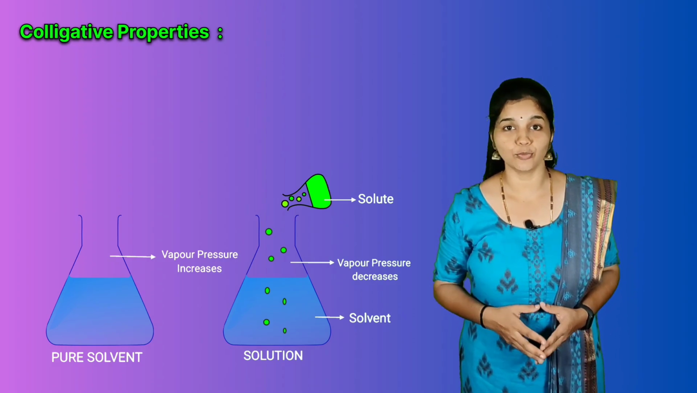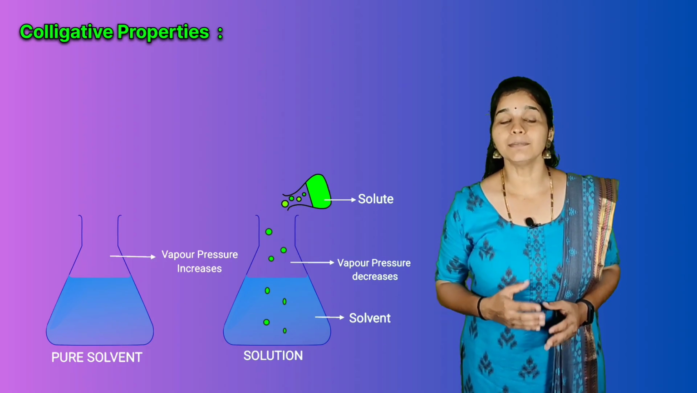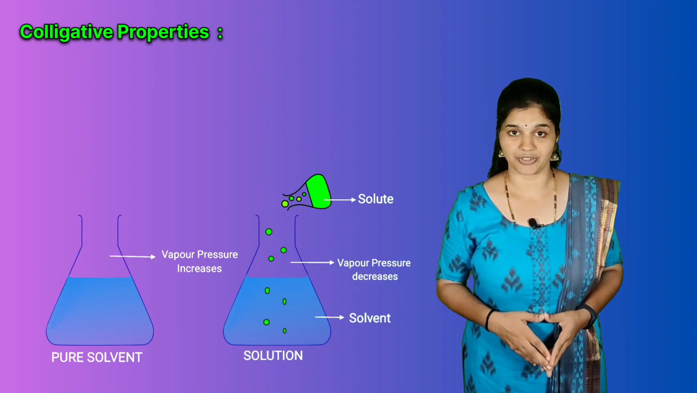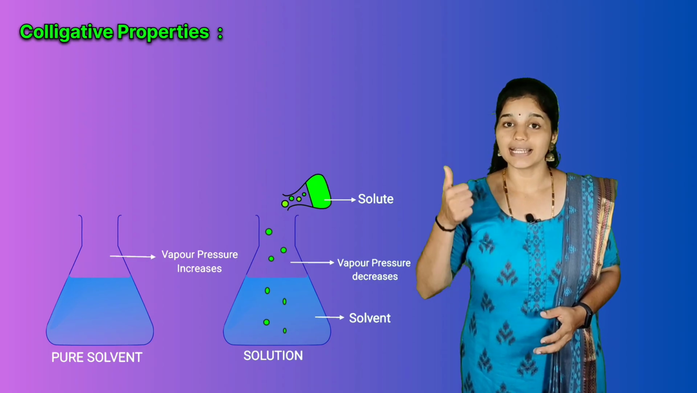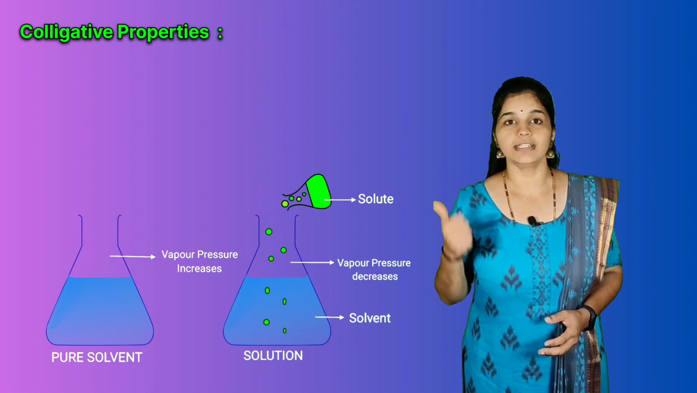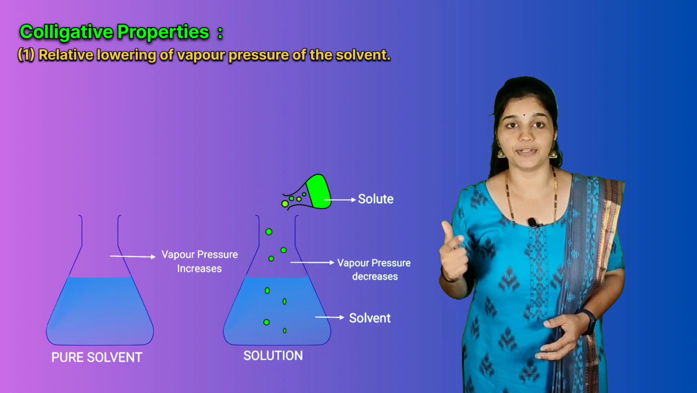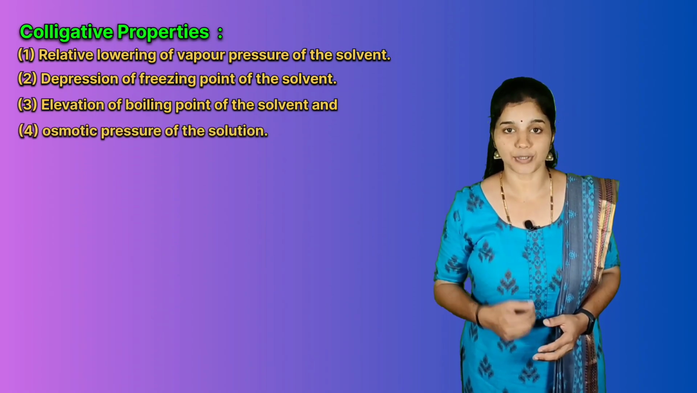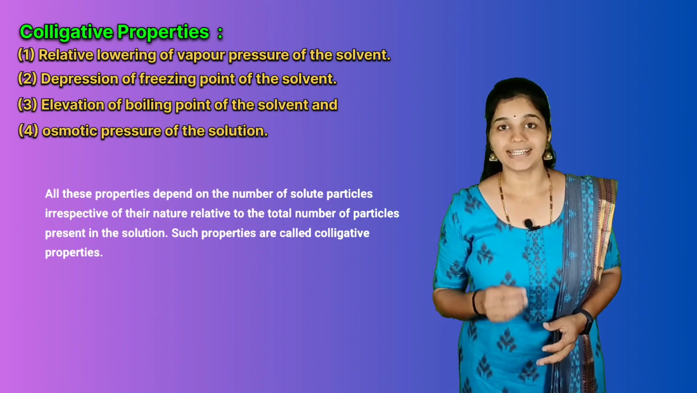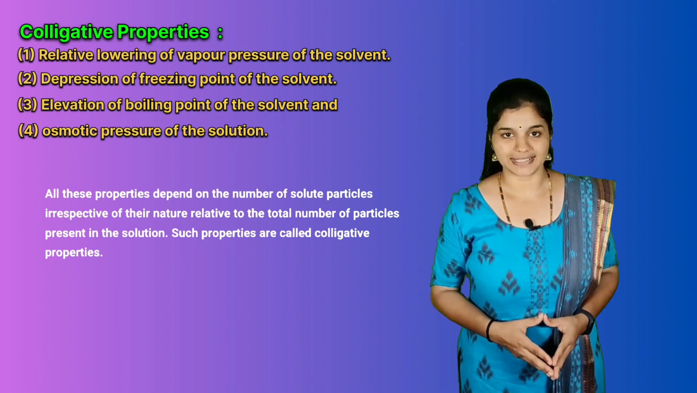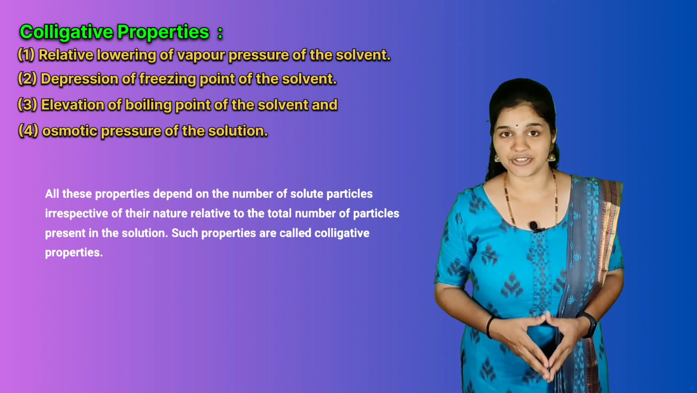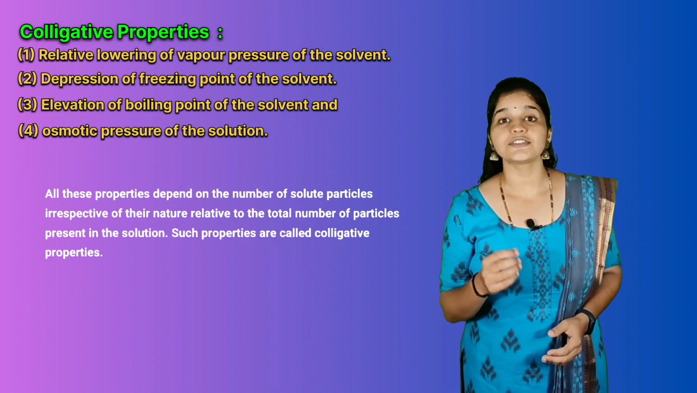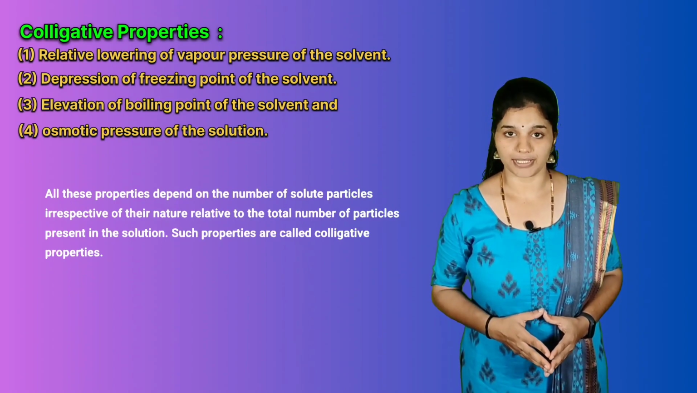Just a few minutes before, you have learned that the vapor pressure of solution decreases when a non-volatile solute is added to volatile solvent. Many properties of solutions are connected with this decrease of vapor pressure, and these properties are relative lowering of vapor pressure of the solvent, depression of freezing point of the solvent, elevation of boiling point of the solvent, and osmotic pressure of the solution. All these properties depend on the number of solute particles irrespective of their nature relative to the total number of particles present in the solution. Such properties are called colligative properties.